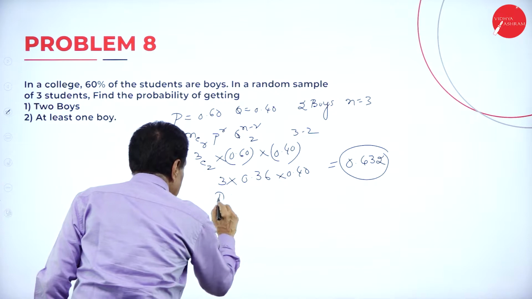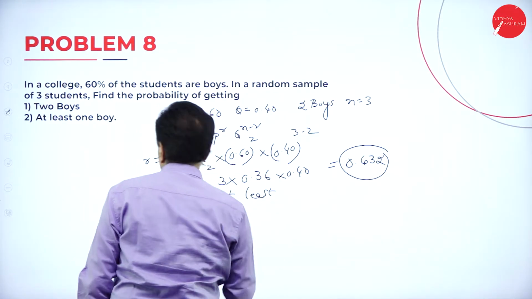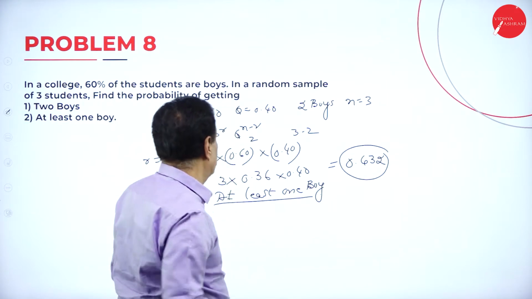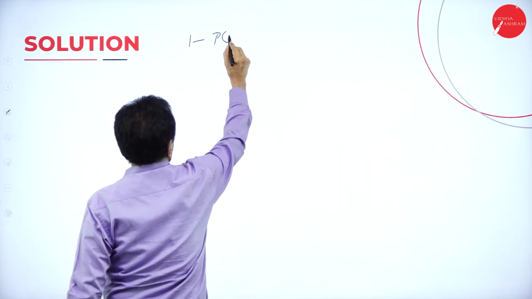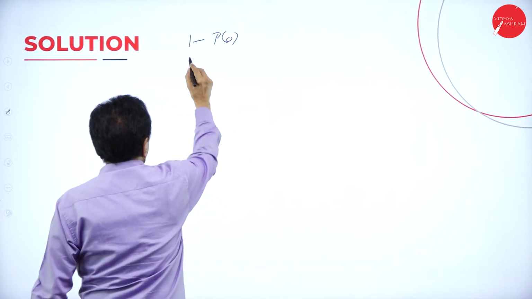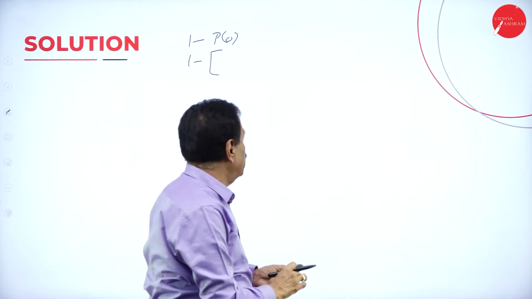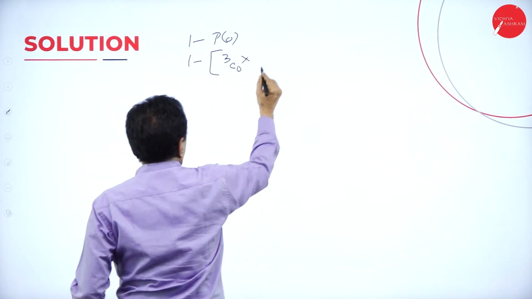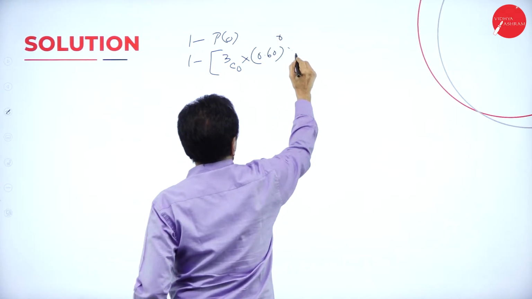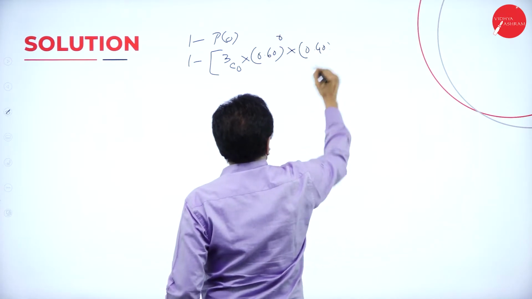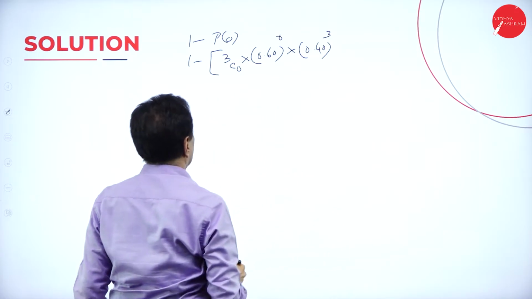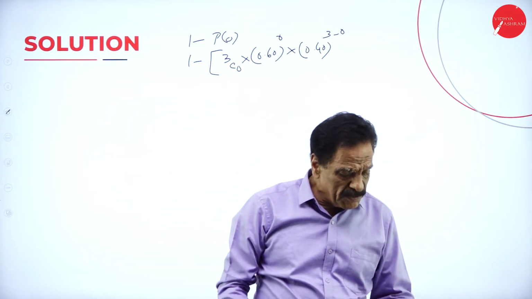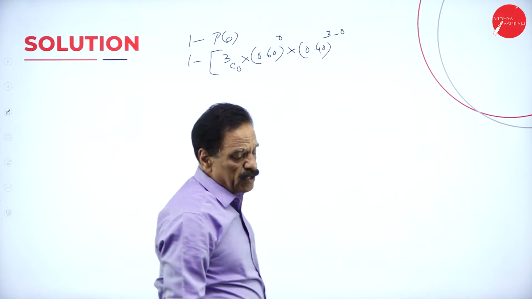Then at least 1 boy. At least 1 boy, 1 minus P(0). Apply 1 minus. Total how many candidates have you taken? We have taken 3 students, 3C0. What's your p? 0.60 to the power of 0. Then 0.40 to the power of 3 minus 0. Here, what is the total number of candidates? 3 minus 0. 0.60 to the power of 0.